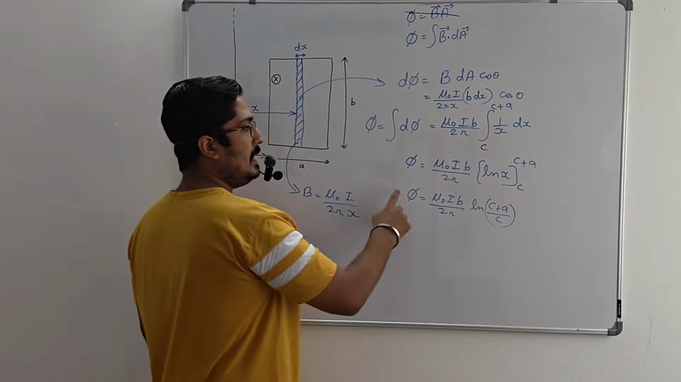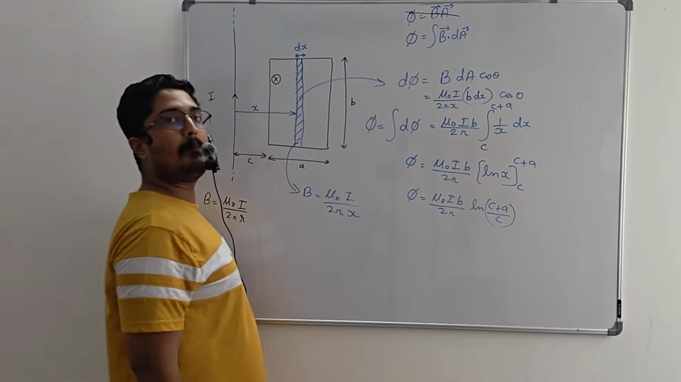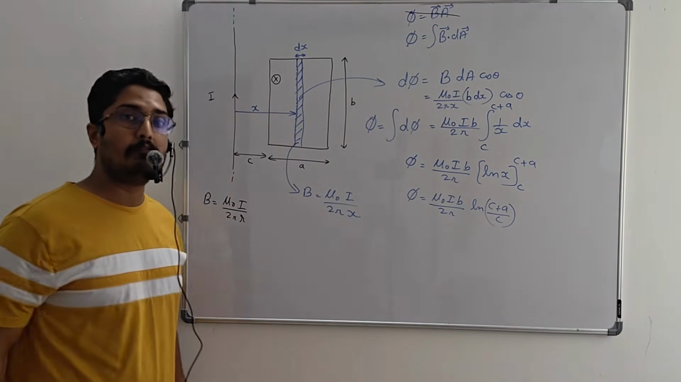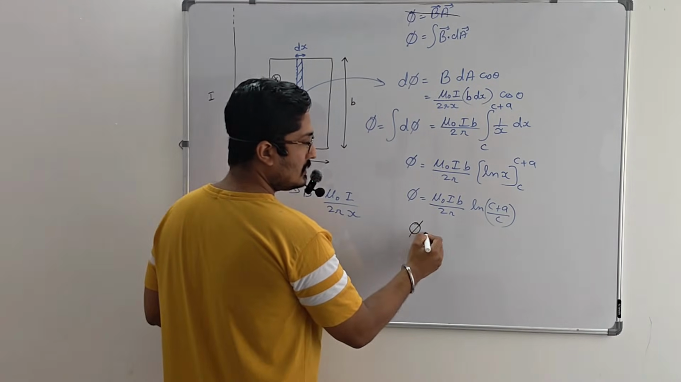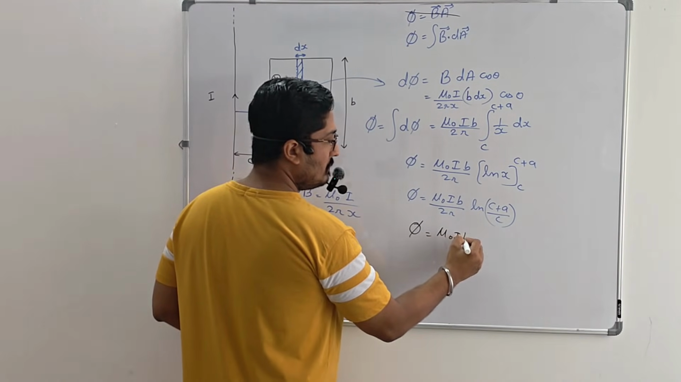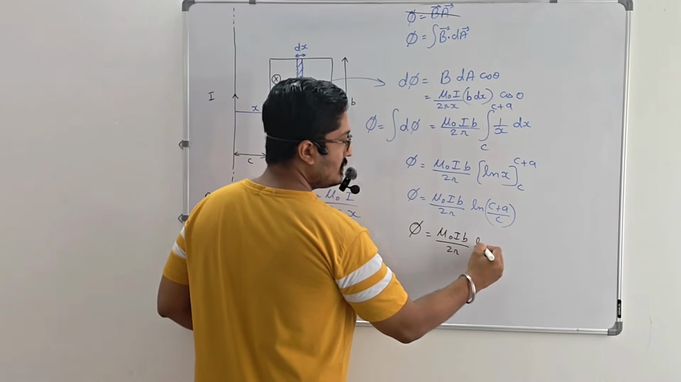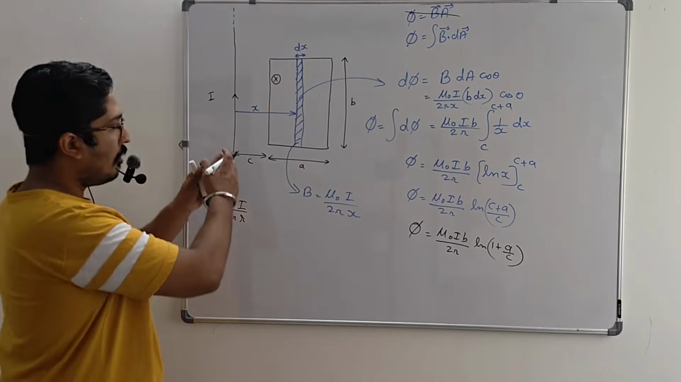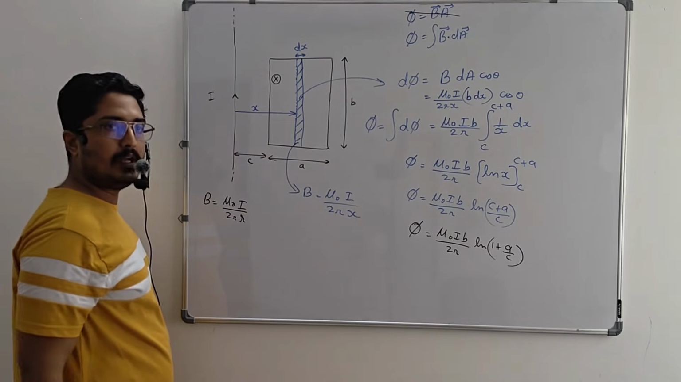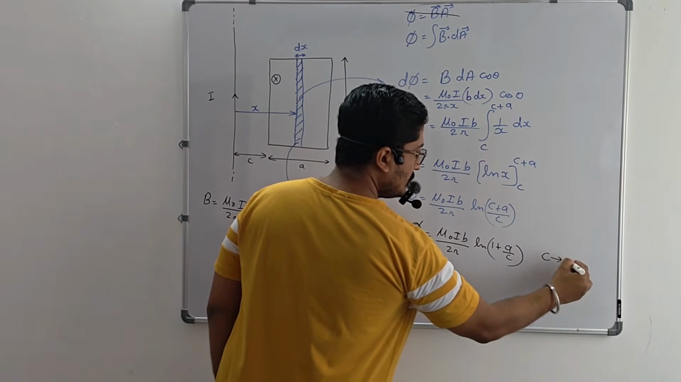Okay, fine. Now, anyway, I got this as the flux. The next part is what will happen to the flux if this coil goes to infinity, very far away, they are saying. If it goes very far away, then can I just rearrange this as phi is equal to mu naught I b divided by 2 pi natural log of 1 plus a by c. And if the coil goes very far away, then c tends to infinity, very, very big it has become.